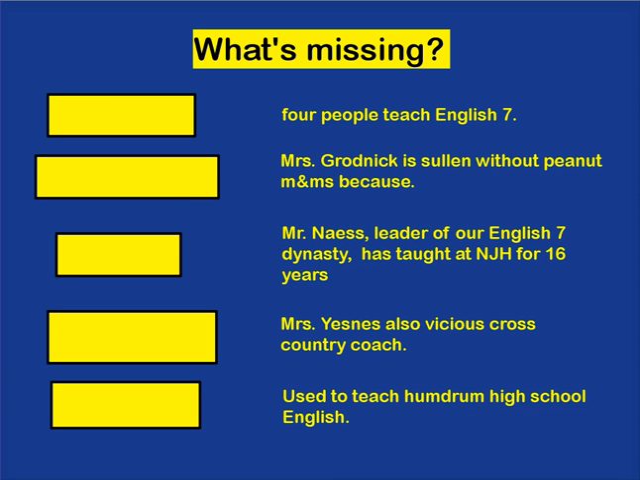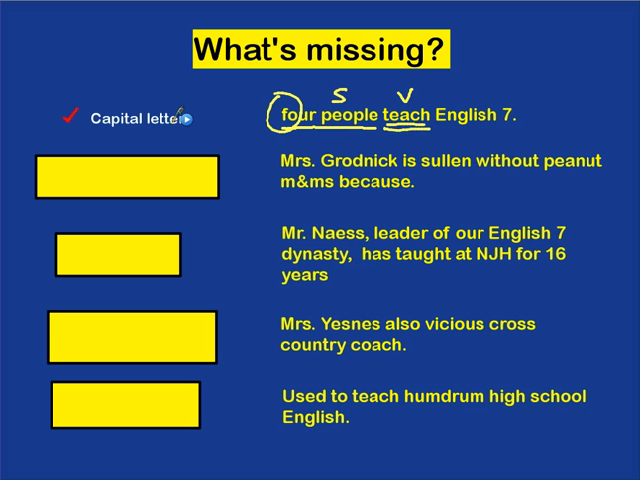Okay, so let's practice what we just reviewed. We've got 5 groups of words here. Let's go through our checklist and see what they are missing that is not allowing them to be a complete sentence. First group, 4 people teach English 7. All right, do we have a subject? Yes, we do, 4 people. Do we have a verb? The subject doing something? Yep, they're teaching. So we've got a subject and a verb. How about a capital letter? Nope, there's what we're missing.